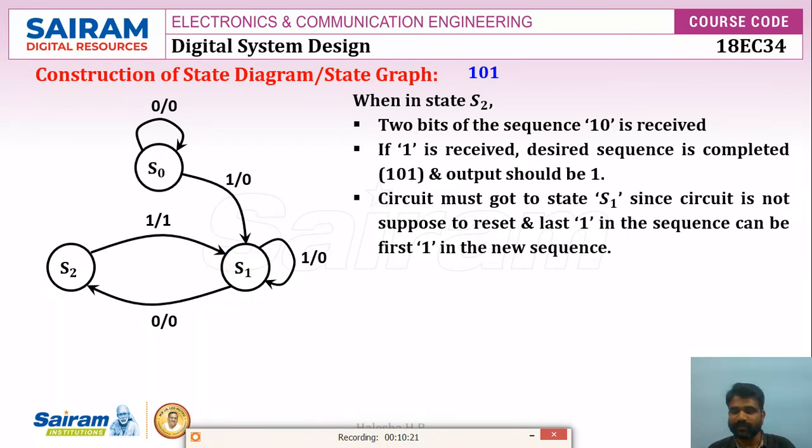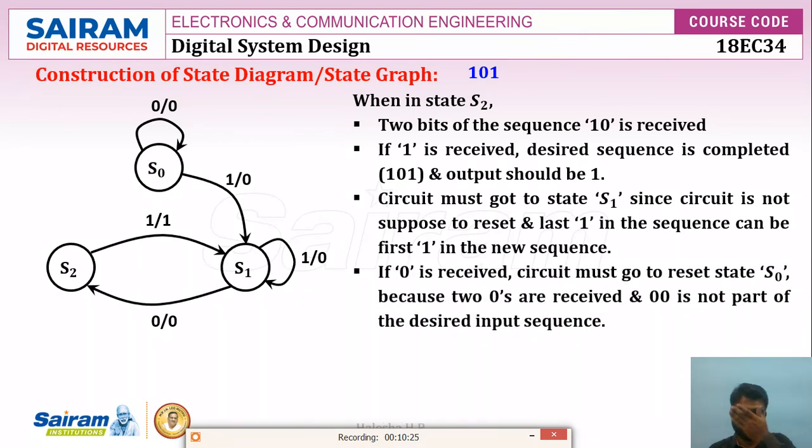Clear now? Suppose in S2 you receive 0. Two zeros are received, so the circuit must go to the reset state. Correct? So here 0, again 0. Two zeros are not part of the desired sequence. That is why it will go to the reset state and makes the output 0. See, S2 to S0 when the input is 0 and output is 0.